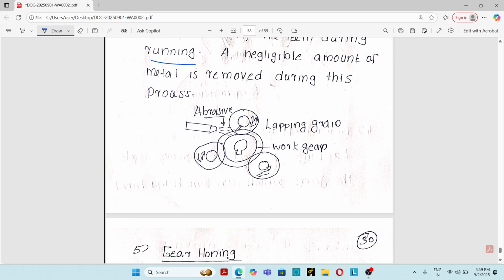See, gear lapping process. This is a work gear and these are all lapping gears. So the work gear we are running, meshing with the lapping gears. At the same time, the abrasive will be injected between these gears. So during this process, a small amount of material will be removed from the working gear and the finish will be increasing. So that is known as gear lapping process.